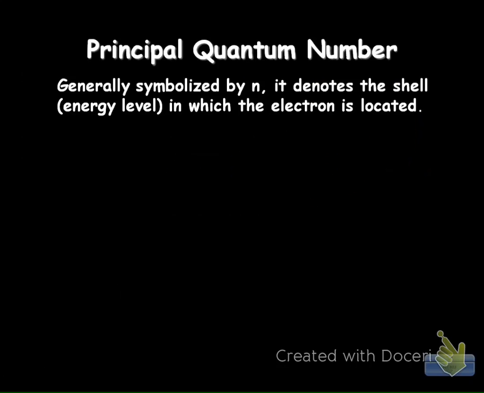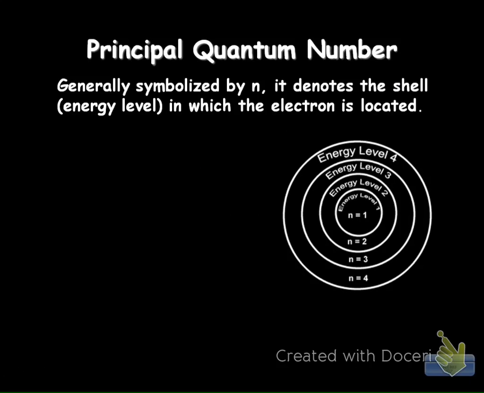Let's talk about what each quantum number means. First of all, we have the principal quantum number, which is symbolized by the letter N, and it indicates the shell, the energy level, the ring on which the electron is located. So there are numerous rings in any atom. They're always there, even if they're not occupied, they're always potentially there. We start labeling them as 1, 2, 3, 4, and so on. So the principal quantum number is a very simple concept.